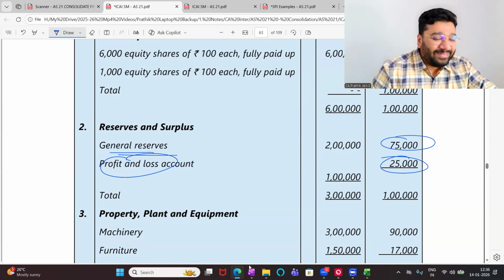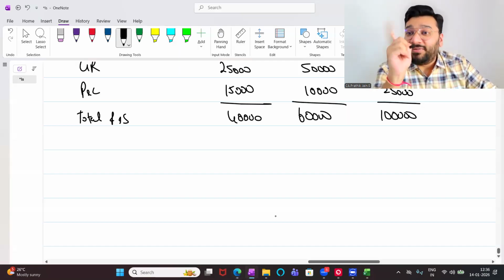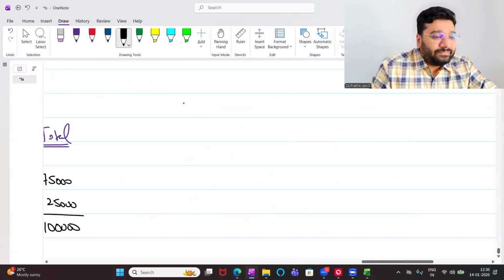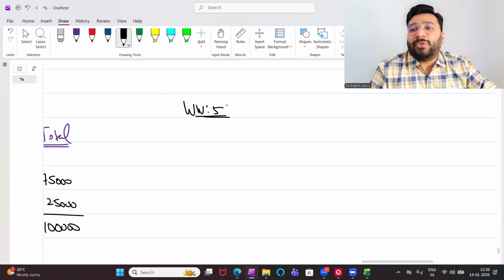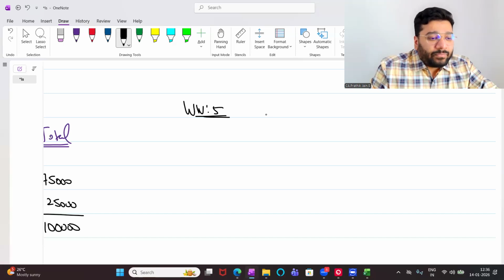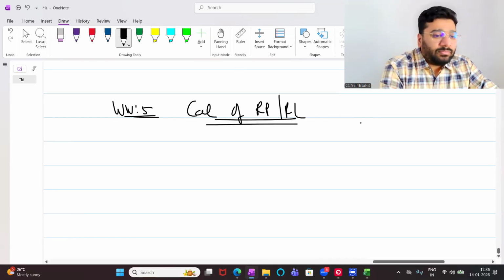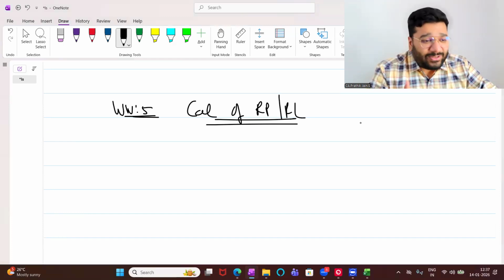Now come back. No time adjustment, direct revaluation. For revaluation, I told you to do the working note. Yes, working note number 5. You can do it, but I want to put that habit in your mind because you'll have trouble in the next 2 examples. Calculation of revaluation profit or revaluation loss. It's my whiteboard, I'll do whatever I want with it. RP, RL, whatever I want I'll write, but you will write the full form, revaluation profit, revaluation loss. No cheating.